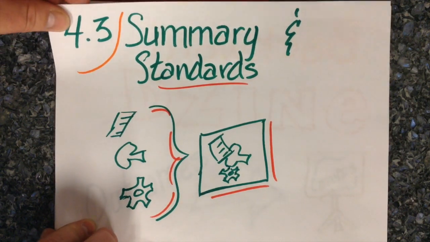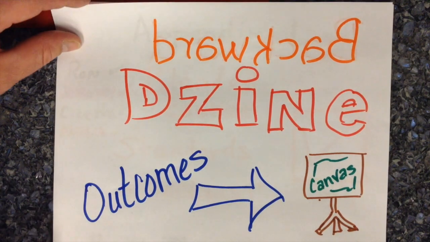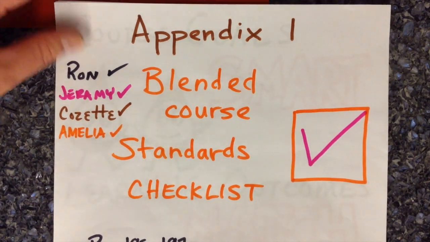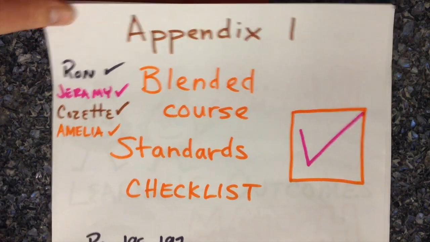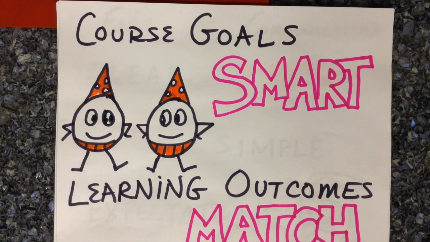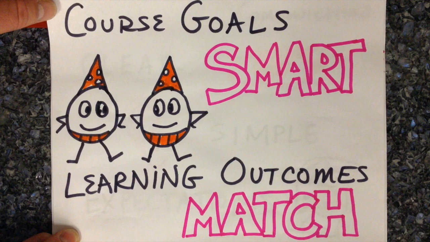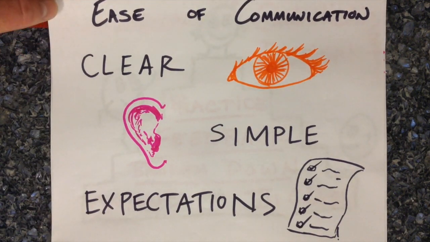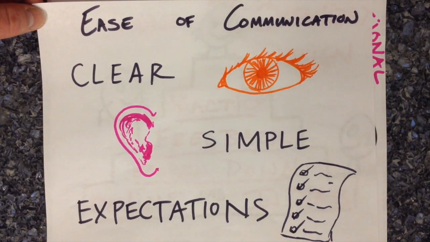4.3, summary and standards. Backwards design, outcomes before instruction. Appendix 1, blended course standards checklist, pages 195 through 197. Using course goals, using your SMART goal to match learning outcomes. The communication needs to be clear, simple, and expectations written out that way.